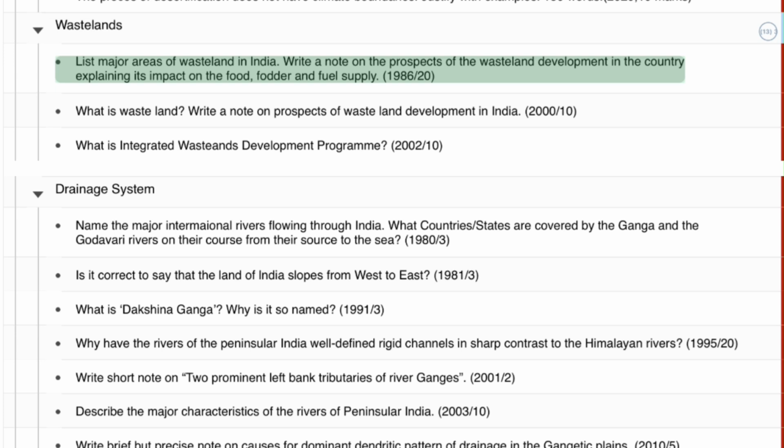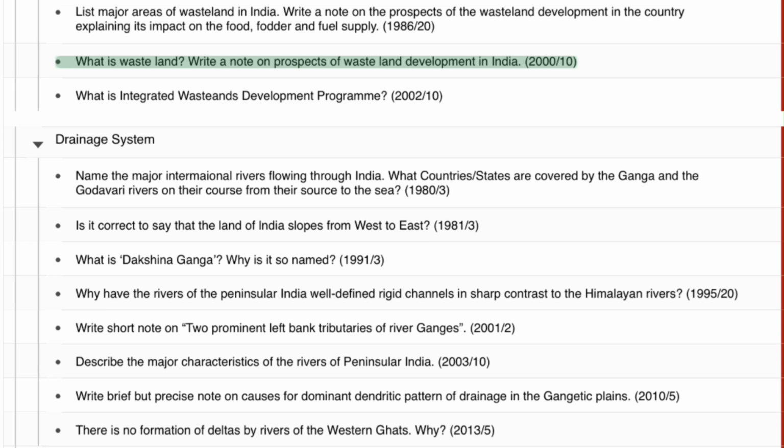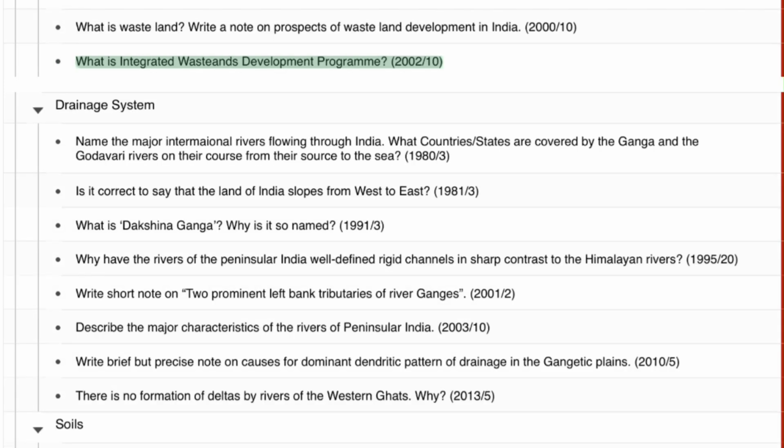Write a note on the prospects of the wasteland development in the country, explaining its impact on the food, fodder, and fuel supply. 1986, 20 marks. What is wasteland? Write a note on prospects of wasteland development in India. 2010. What is Integrated Wastelands Development Program? 2002, 10 marks.